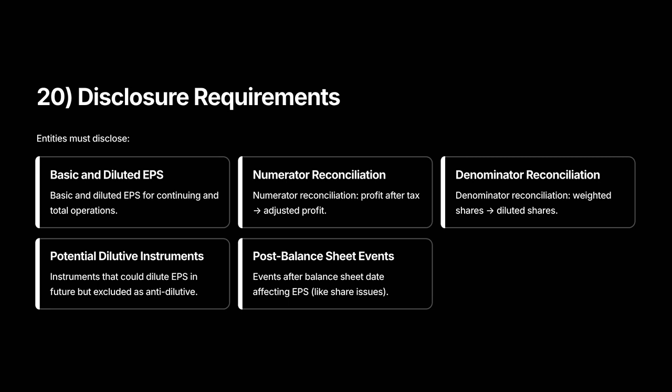And 20. Disclosure requirements. Companies must disclose basic and diluted EPS along with reconciliations. First, reconcile the profit after tax to the adjusted profit used for EPS. Second, reconcile the weighted average shares to the diluted share count. Also, list instruments excluded as anti-dilutive and disclose any material share-related events after the reporting date.